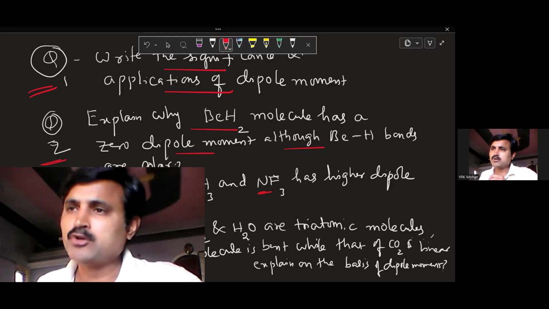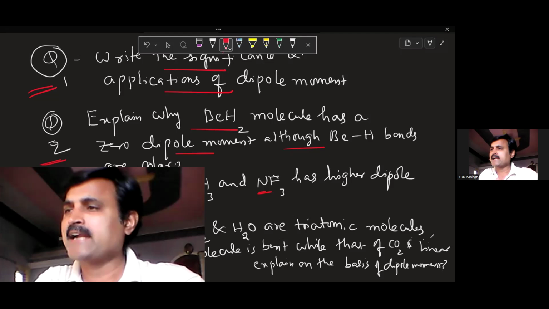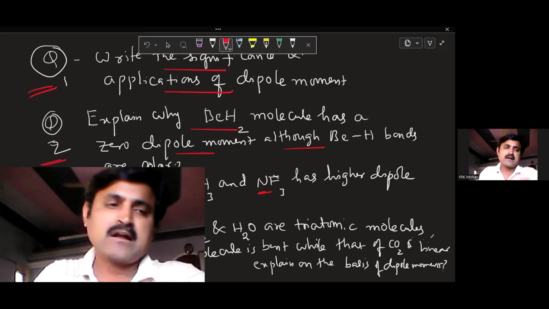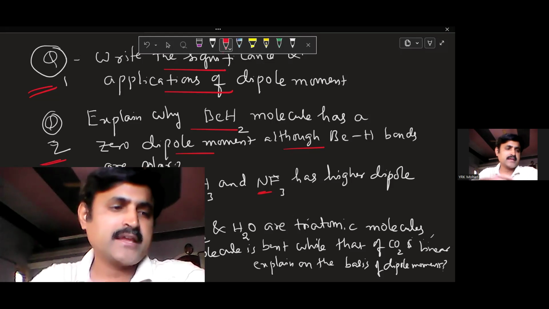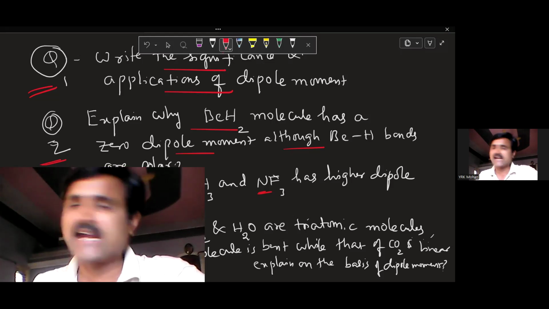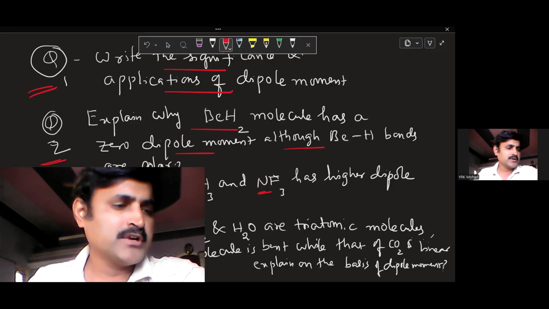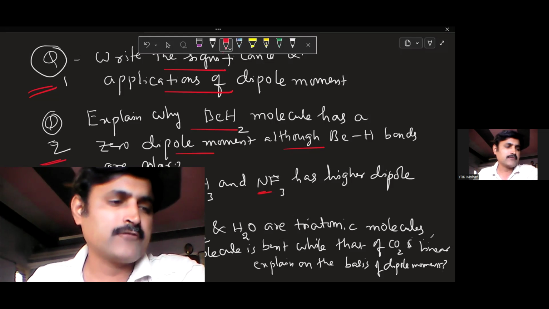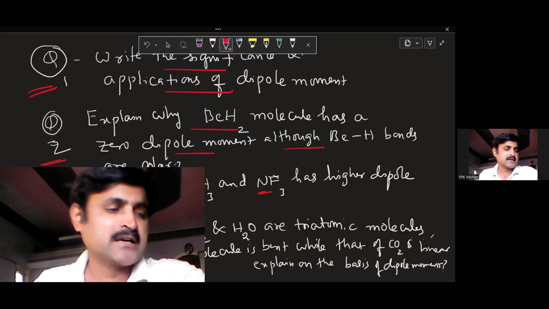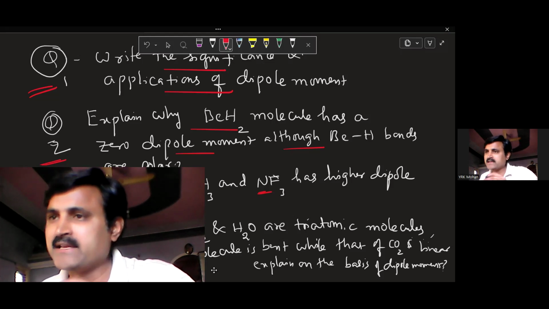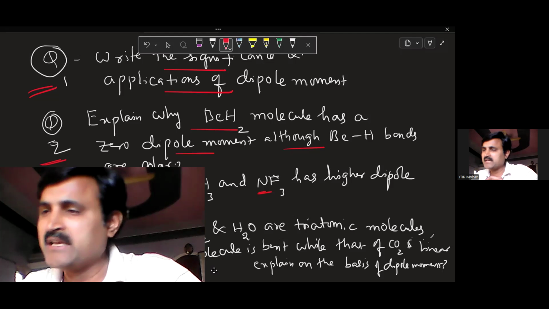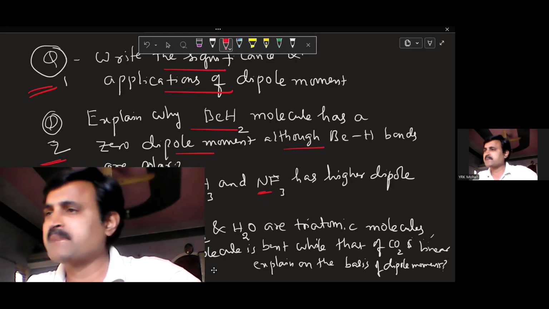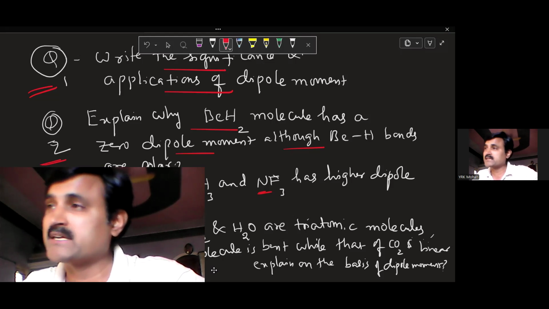And the fourth one: although CO2 and H2O are triatomic molecules, the shape of H2O molecule is bent while that of CO2 is linear. Explain. If they ask like that, you have to write the structures of carbon dioxide and water, in which both are triatomic molecules. CO2 is a symmetrical molecule with a linear structure and dipole moment value 0, while water has a net dipole moment, suggesting that the molecule is non-linear. So water is non-linear as its dipole moment is not 0, and CO2 is linear as its dipole moment is 0, which is quite different, even though they are the same type of triatomic molecules.